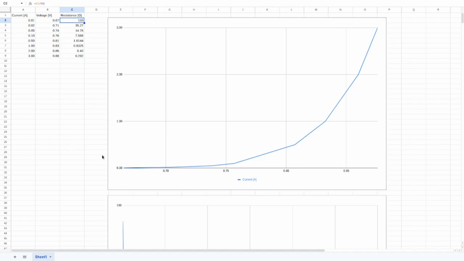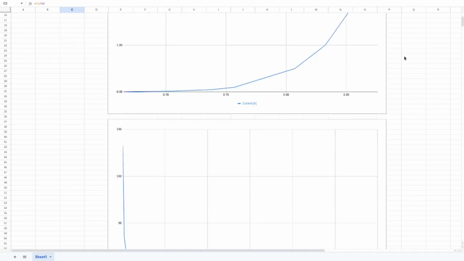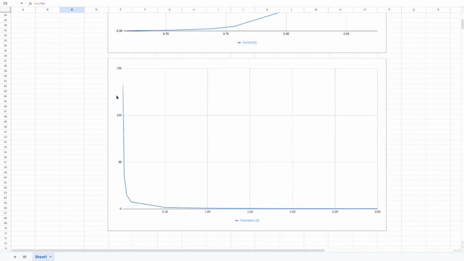First of all, let's look at the current with respect to voltage. So as you can see, we get an exponential curve here, as to be expected with any diode. And also, let's look at the resistance with respect to current. So here we have another interesting graph, which proves that diode doesn't have a constant resistance. Instead, the diode has a dynamic resistance which changes with respect to the current through the diode.